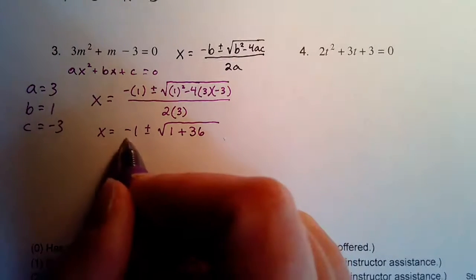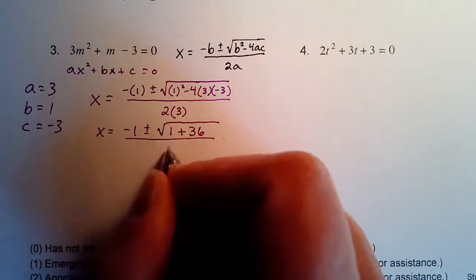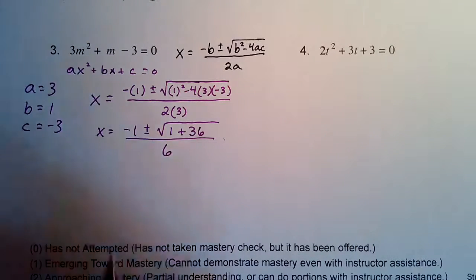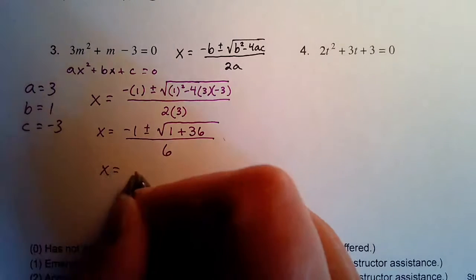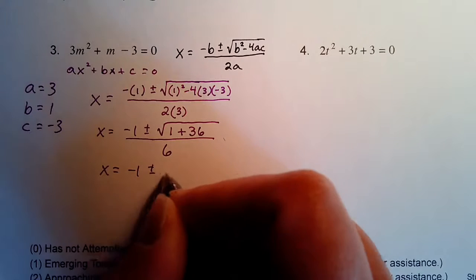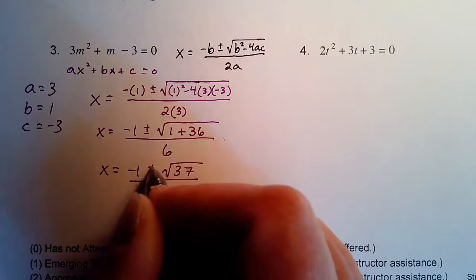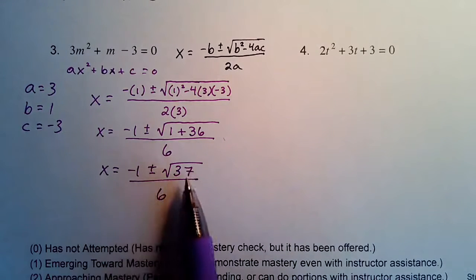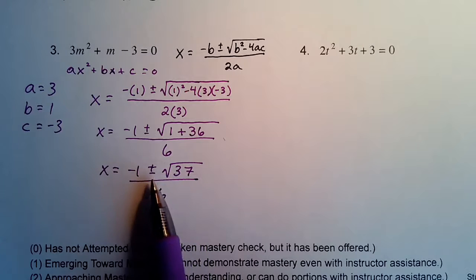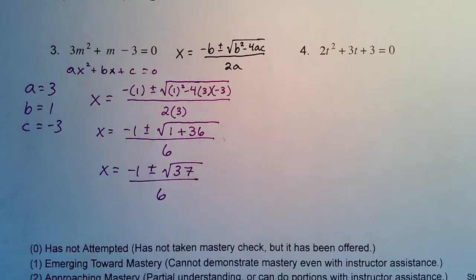Okay. And then I have the 2 times the 3 to make that 6. So as we continue to simplify, I've got -1 plus or minus the square root of 37 all divided by 6. And the square root of 37 is an irrational number. It's not going to work out to be an integer. And I have my plus or minus in here so that we have our two solutions.